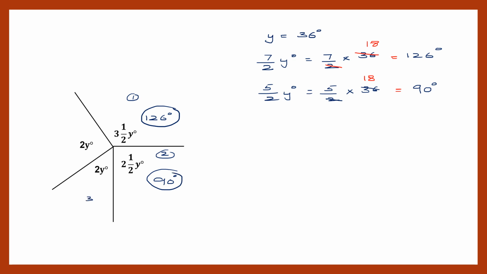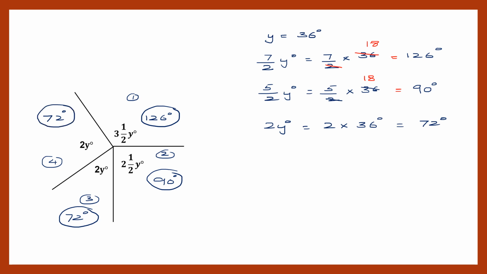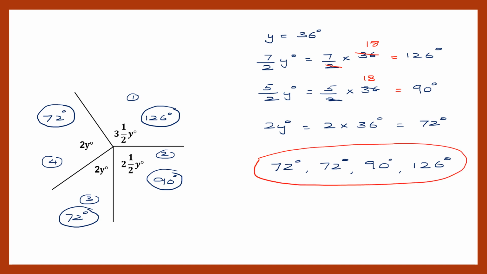Now the third one and the fourth one are the same, 2y degrees. So let's write that 2y degrees. That means 2 into y, that is 2 into 36. 2 into 36 is 72 degrees. So here we found 72 degrees for the third one, and the fourth one is also 72 degrees. So we have found the value of all four angles. So let's write down all the four values. So 72 degrees, then we have again 72, then we have 90 degrees, and we have 126 degrees. So we have found the value of all the angles that we have been asked to find.